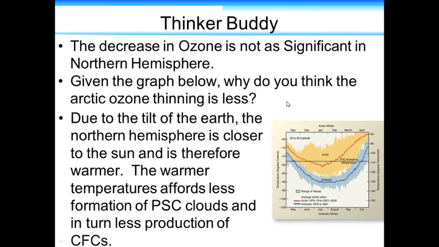So the Arctic region has less polar stratospheric clouds, in turn less production of the chlorine radical, which breaks down the ozone. Because remember, those polar stratospheric clouds are important to provide a scaffolding for the reaction to occur.